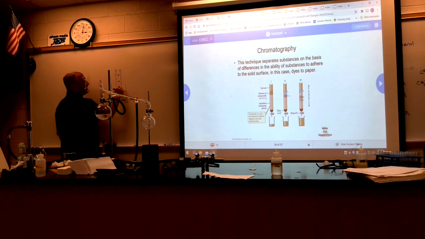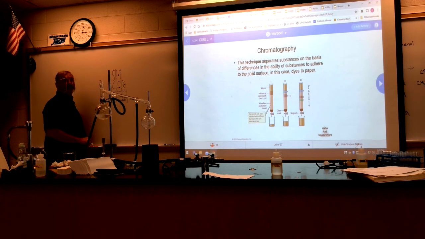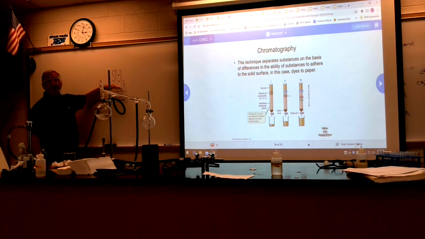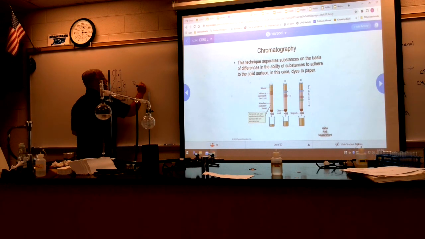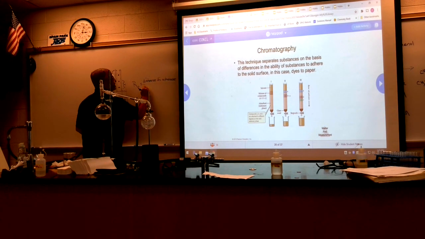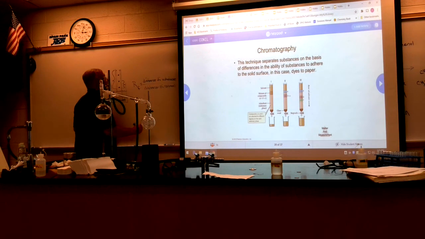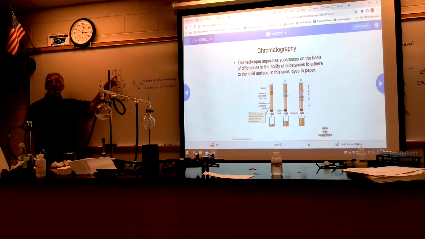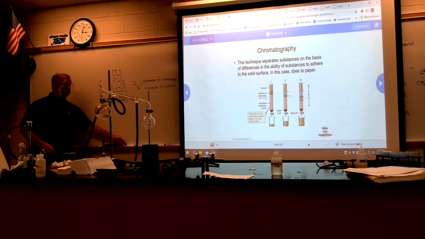So then you measure that distance. How far did the solvent go versus how far did that particular color, that particular substance go? And we get what's called the Rf factor, which is equal to the distance of the substance divided by the total distance of the solvent. Oh, pardon me, the solvent. Okay? So whichever one goes the highest, we can tell it's most polar if it's a polar solvent. If it's a non-polar solvent, whichever one. You can then kind of guess based upon this Rf factor.